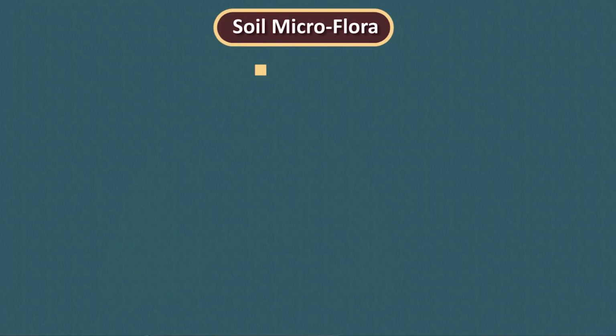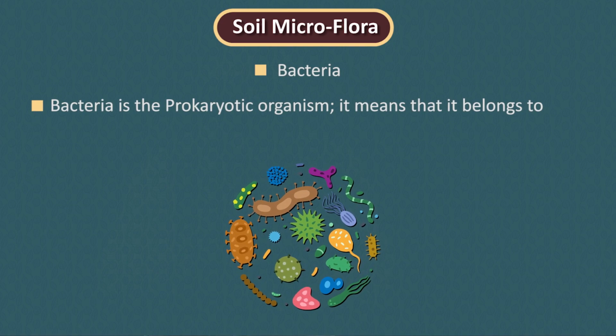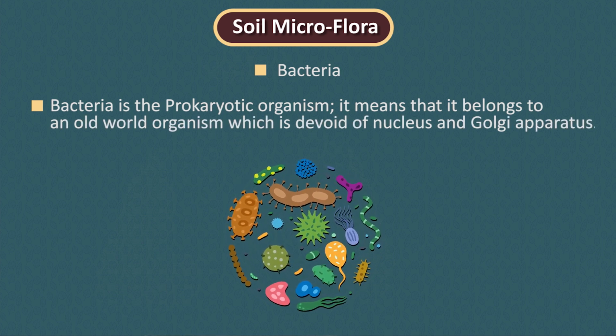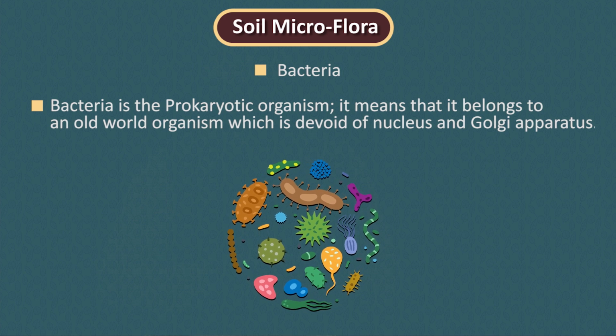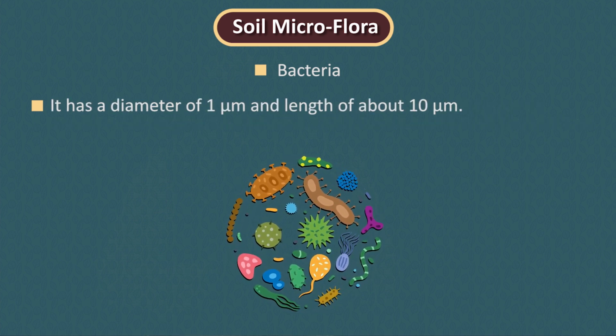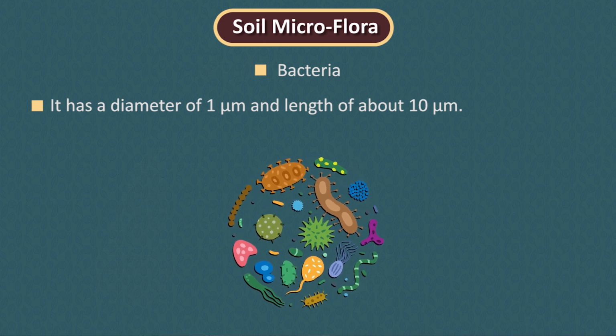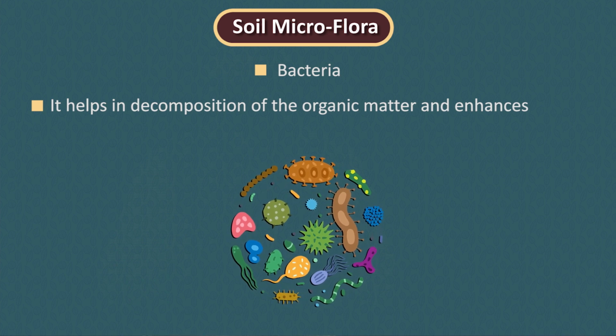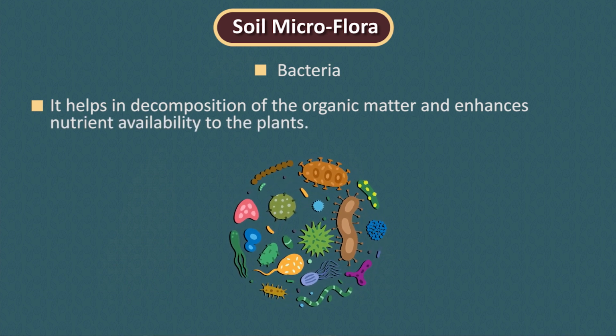Student, soil is the homeland of rich micro and macroorganisms. So let us talk about soil microflora. First is bacteria. Bacteria are prokaryotic organisms. It means they belong to the old world of organisms, devoid of a nucleus and Golgi apparatus. They have a diameter of 1 micron and a length of about 10 micron. They help in the decomposition of organic matter and enhance nutrient availability to the plant.